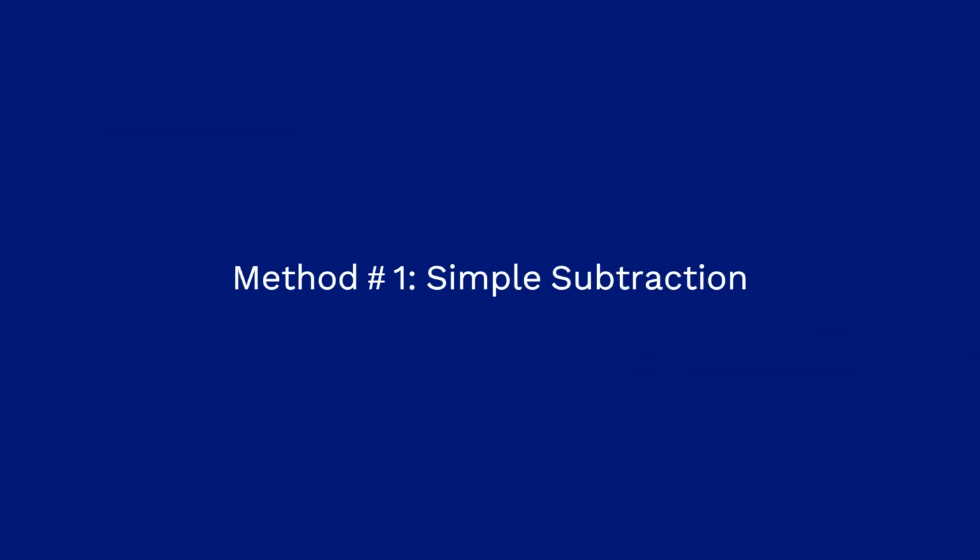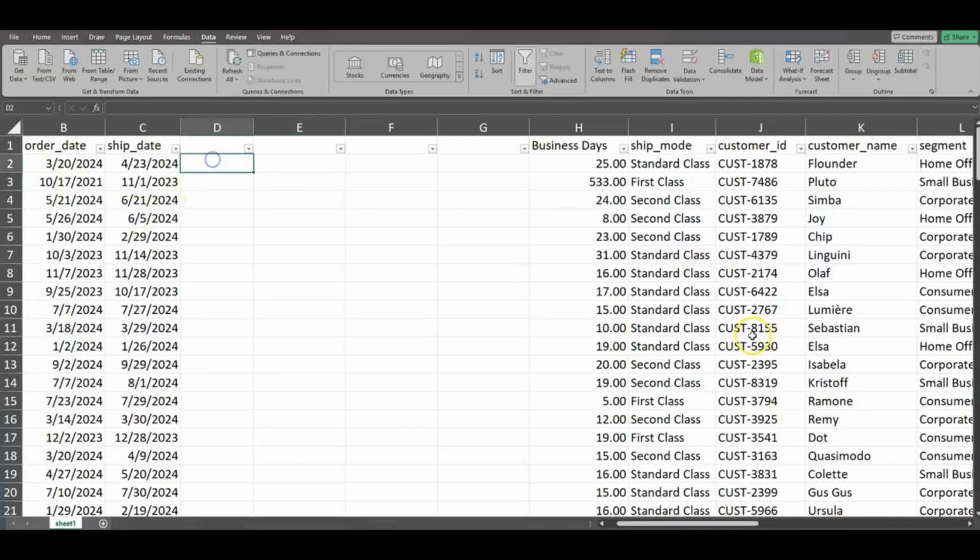So method number 1, we're going to subtract, which is the easiest. So click in the blank cell that you're going to use. So I have my order date and shipping date. I insert a new column. I'm going to call this days 1. Now this is the easiest method. You're going to go equals, click on that ship date, which is the end date, minus the begin date.